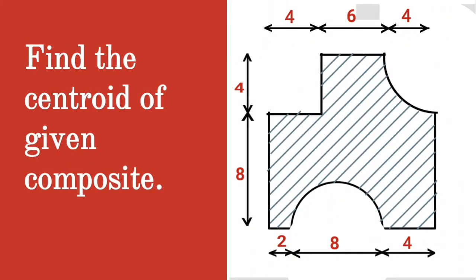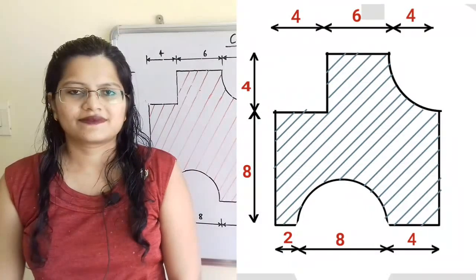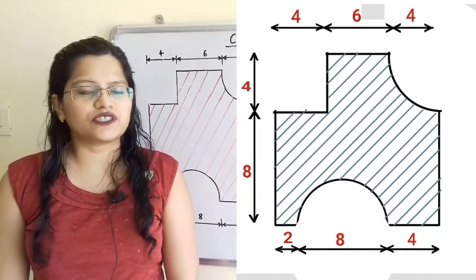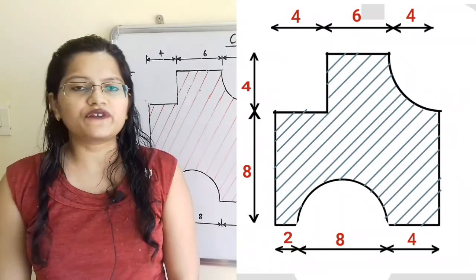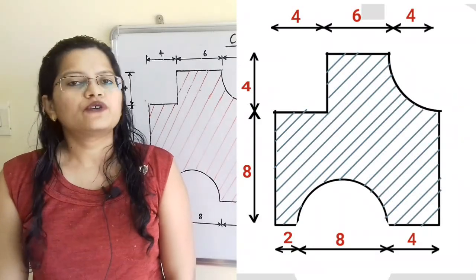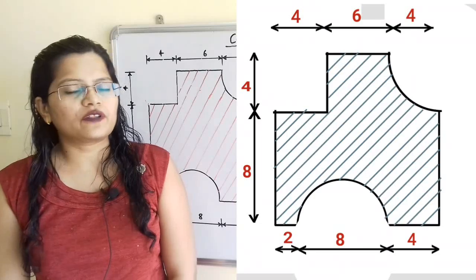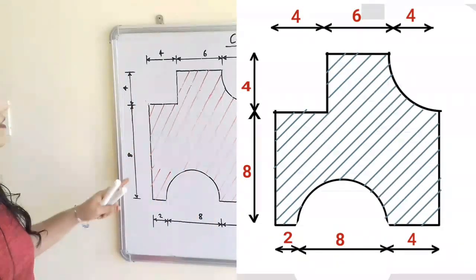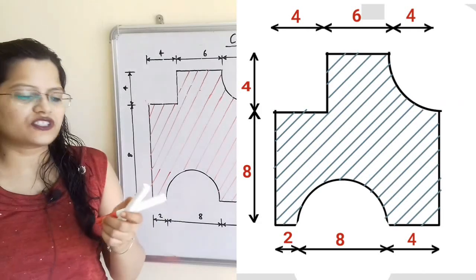Given question, find the centroid of given composite. Let us understand the general procedure to find out the centroid for any given shape. You can apply this procedure for every question. If we observe the given diagram, then we have to make the construction line.